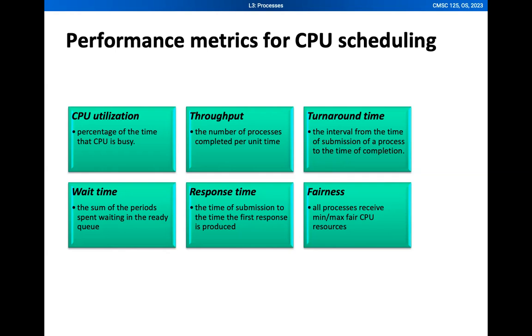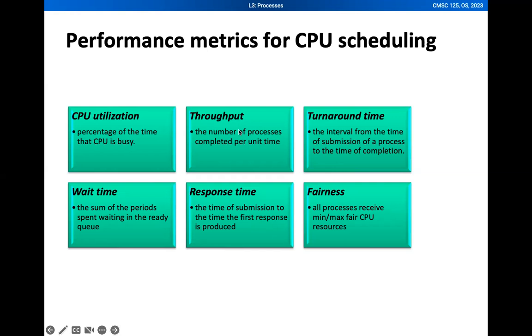well and efficiently. One way to measure that CPU scheduling is good is that there are a lot of processes that are completed per unit time. That means that if the CPU is busy executing processes, then the work is being done. One measure of work is the number of processes that are completed per unit time, and that is what we call the throughput.